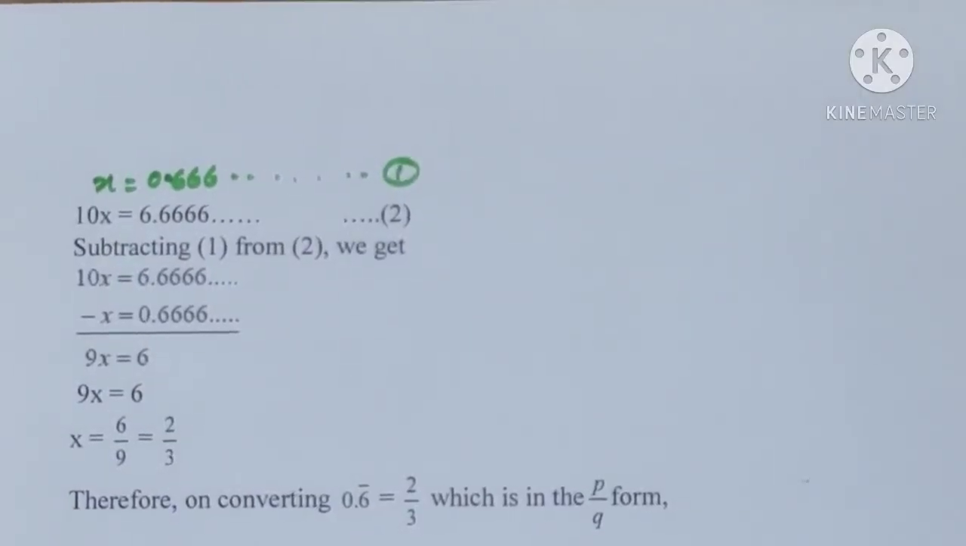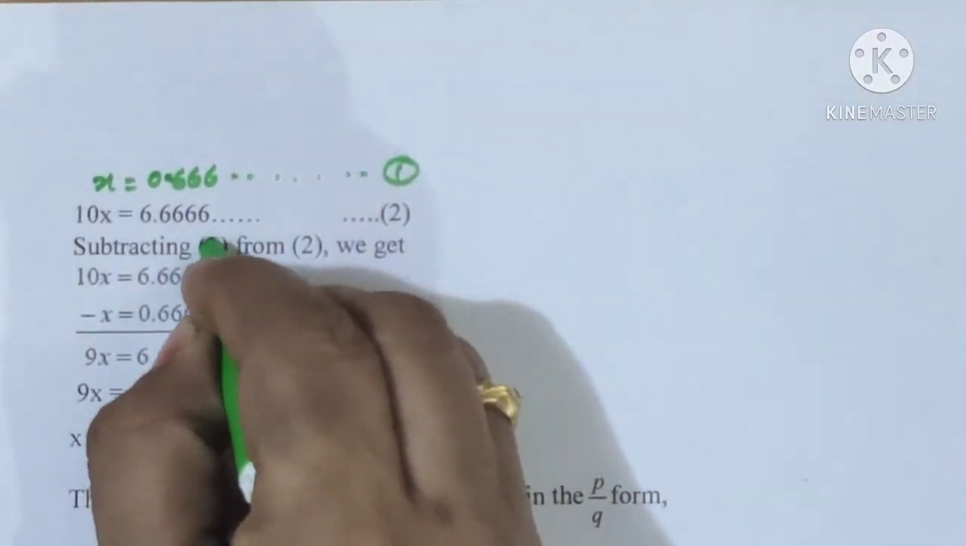The first one, x equal to 0.666 etc. We will put this as equation 1. Then in the next step we multiply by 10 on both sides. So 10x equal to 6.666 etc. If we compare equations 1 and 2, after the decimal the terms are same only. That is, 6 is repeating. So we can subtract 1 from 2. So subtracting 1 from 2, I'll write.